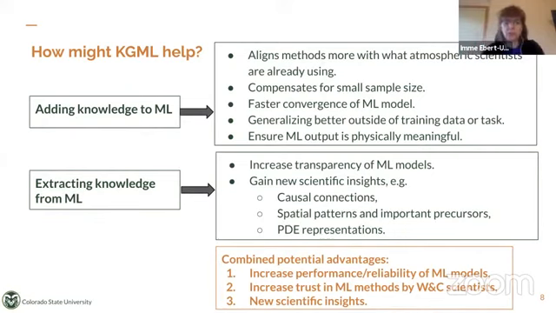So if you combine all this together, you get some potential advantages that are pretty important. Number one, you might increase performance reliability of your machine learning models. Number two, you might increase trust in machine learning methods by weather and climate scientists who have to make these life and death decisions. And number three, you might get new scientific insights.